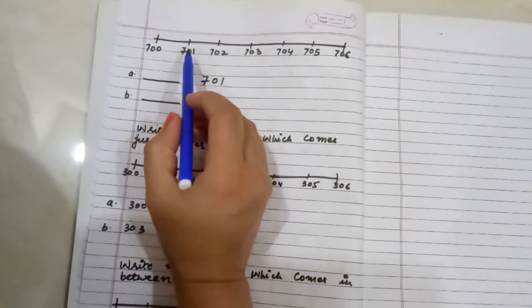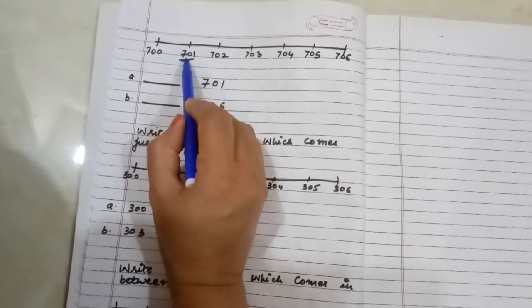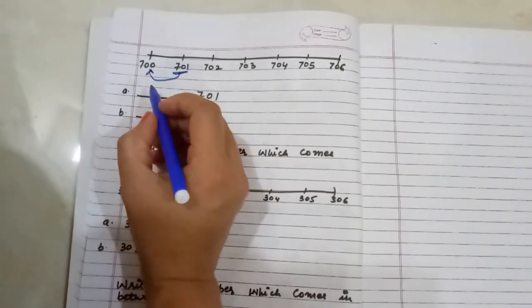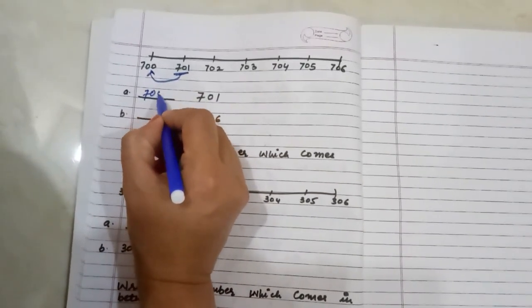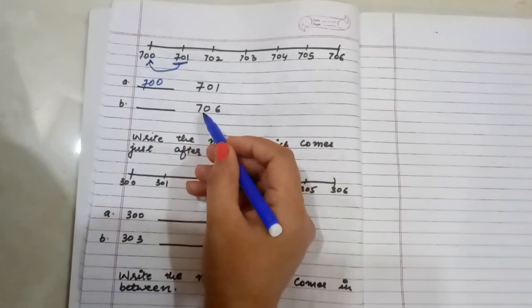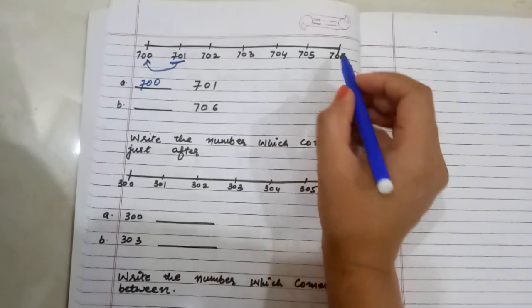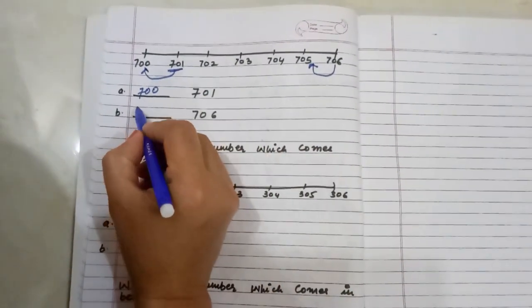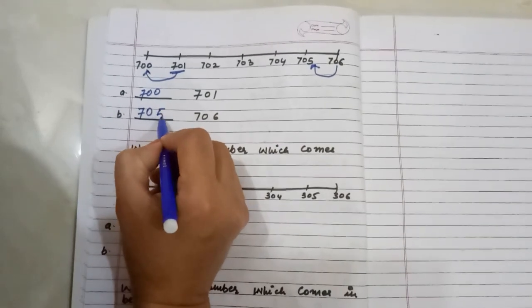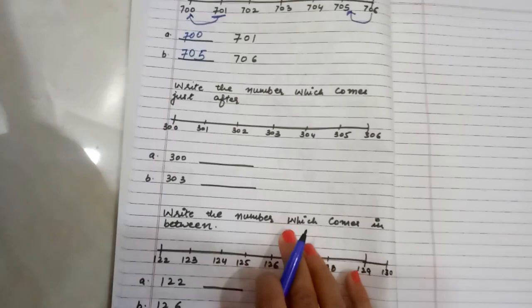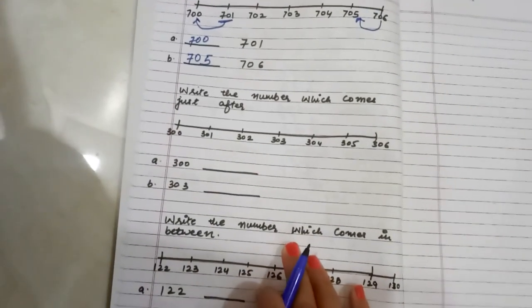Now it's asking the number which comes before 701. What comes before 701? That is 700. So you will write here 700, right? Now next it says what comes before 706. Now what comes before 706? That is 705. So you will write here 705, right? Similarly you can do the others.